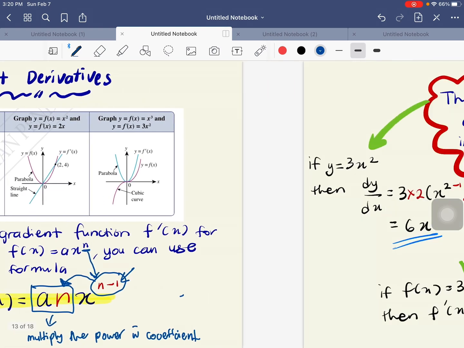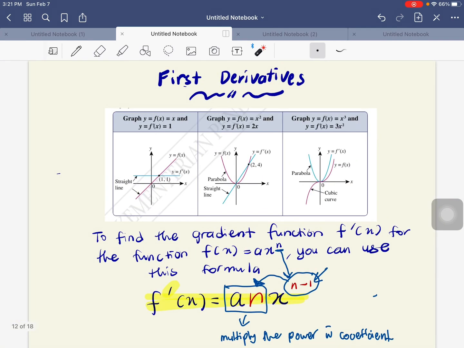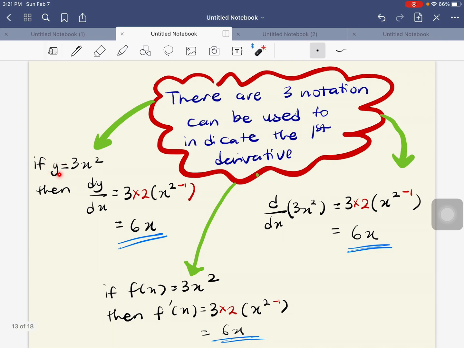There are three notations that can be used to indicate the first derivative. This is how we differentiate. Let's say we have f(x). When we differentiate, we get f prime x. But when we have y, when we differentiate y, let's say we have the function y equals 3x squared, we will get dy over dx.